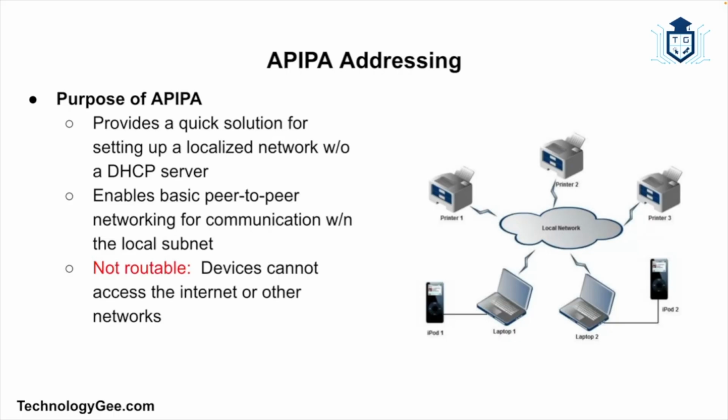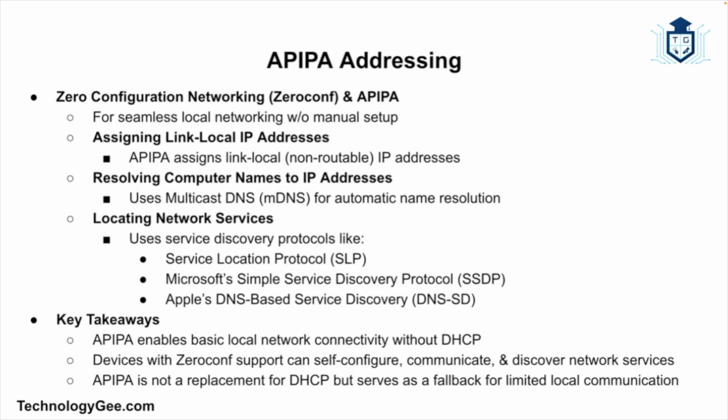However, there remains a need for devices on this localized network to perform name resolution and discover network services. Now, fortunately, these needs are covered by what is called zero configuration. Zero configuration is a technology supported on most modern operating systems, and it performs 3 basic functions. The first is assigning link-local IP addresses. A link-local IP address is a non-routable IP address usable only on a local subnet. APIPA is an example of a technology that assigns link-local IP addresses.